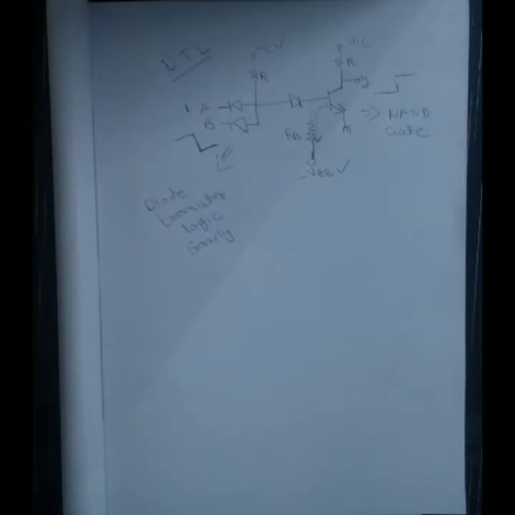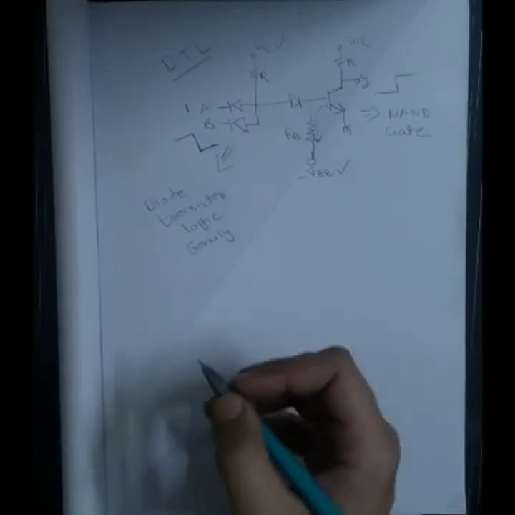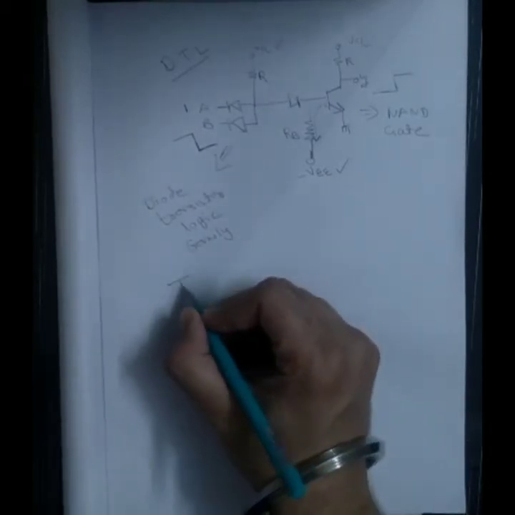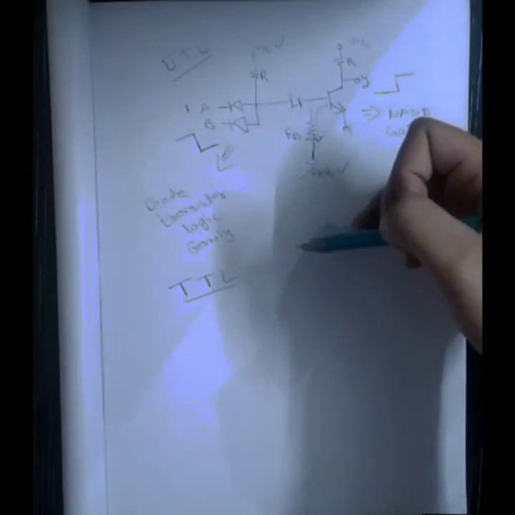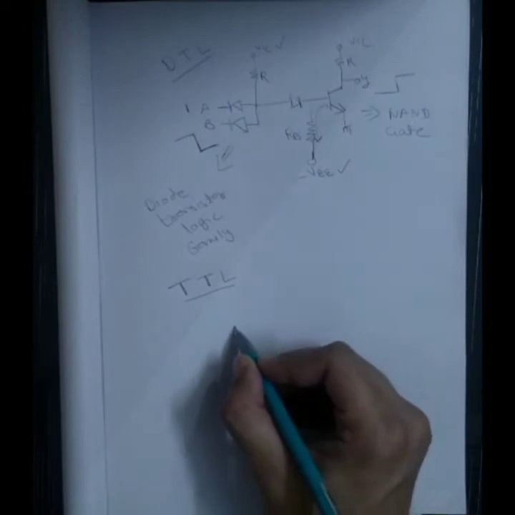So we should make something else which will help me in removing the base charge. Okay, now we will study the second logic family, that is transistor logic. Now in transistor logic, what I did, I will remove this diode and this diode, and I will make transistors instead of diodes. So let's make the circuit for this.